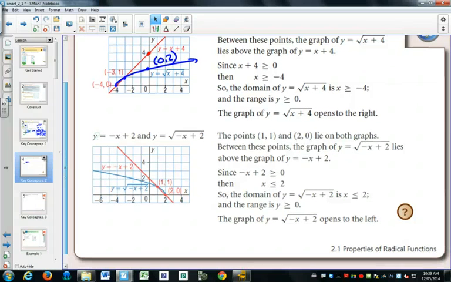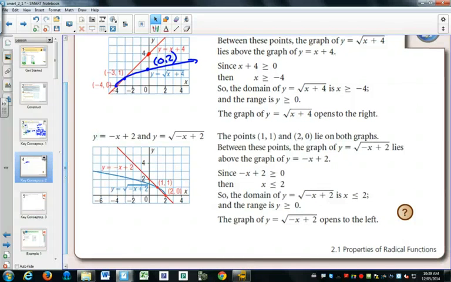Same thing here. This is actually one where you might make a mistake if you use your transformations unit, and it might be easier to use this new technique. So the new technique says graph the inside. Well, that's y equals mx plus b. It has a negative slope and a y-intercept of 2. So here's my line.